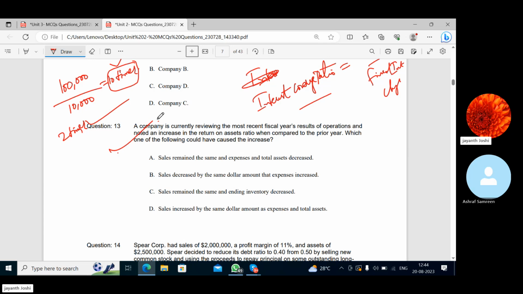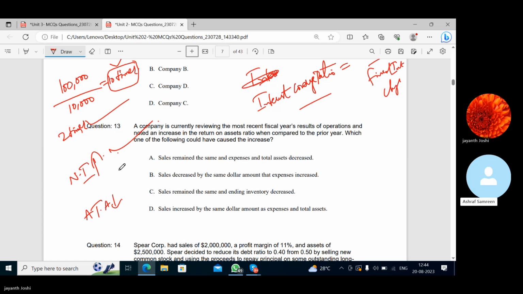A company is currently reviewing the most recent fiscal year's results of operations and noted an increase in the return on assets ratio when compared to the prior year. Which one of the following could have caused the increase? See, what can increase? If your net income increases, your numerator increases, your ratio will increase, right? Or else, if your average total assets decrease, if your denominator is decreasing, then also your ratio can increase, correct?